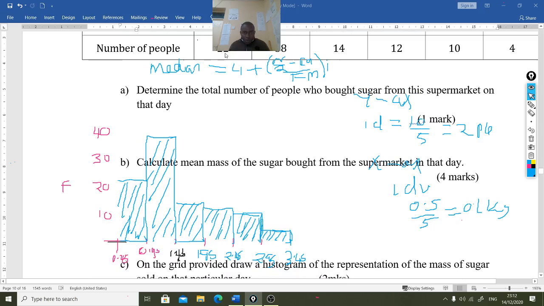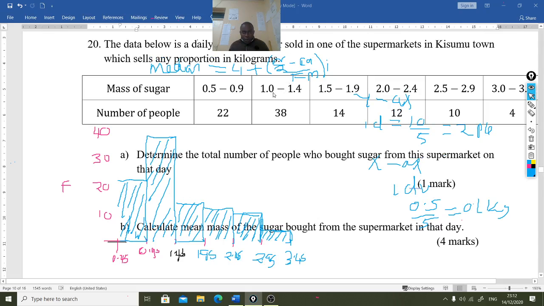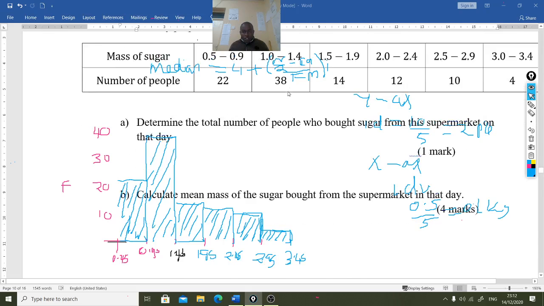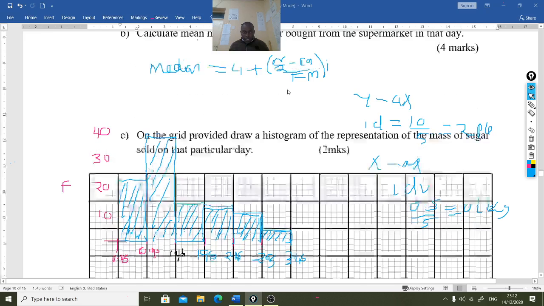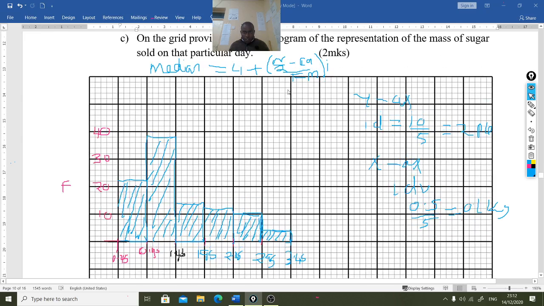Cumulative frequency, remember this is 22. So plus 38 gives you 60. So 50 does not lie on the 22, but lies on the 38. So it lies on the second class, which is 1.0 to 1.4. So that is the class I'm dealing with, 1.0 to 1.4.